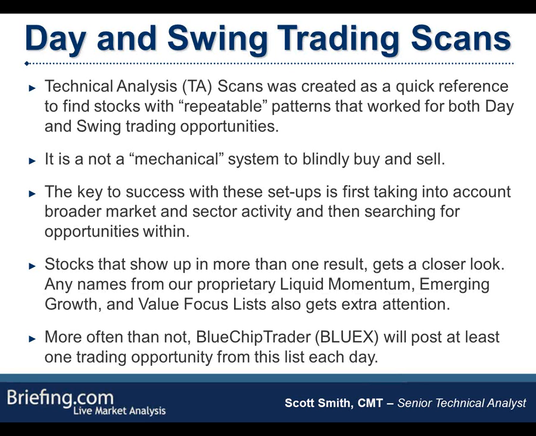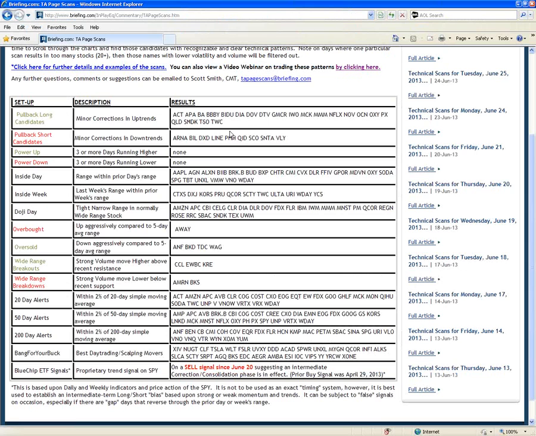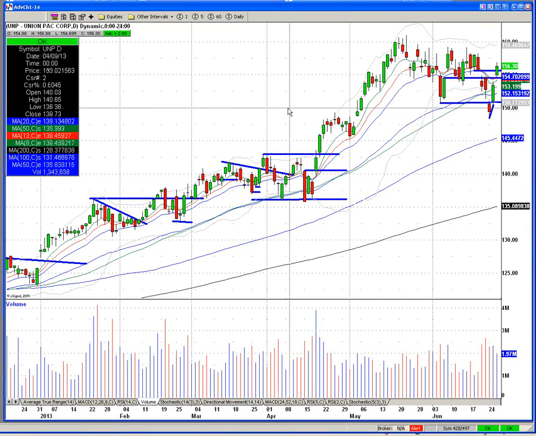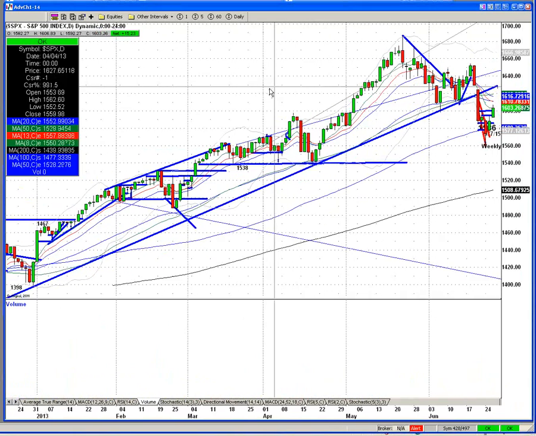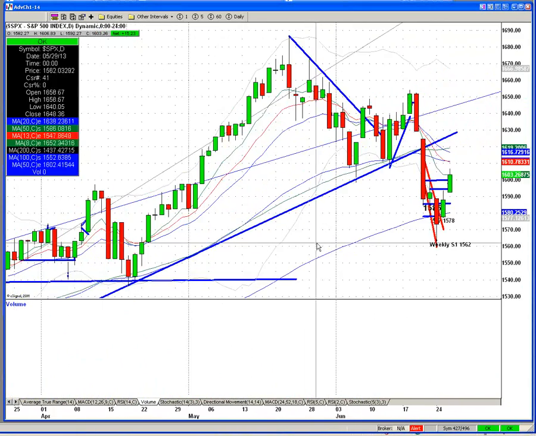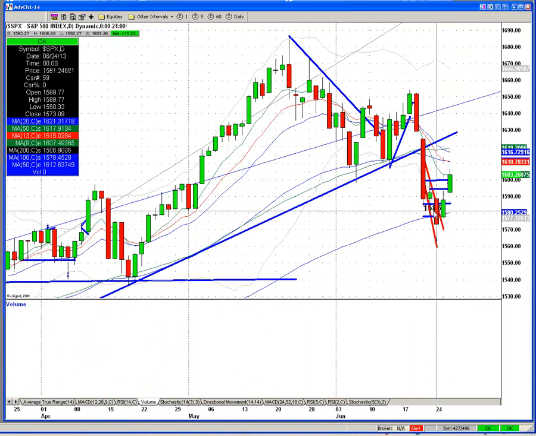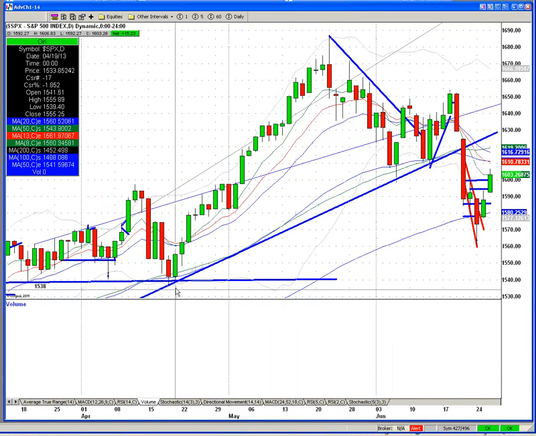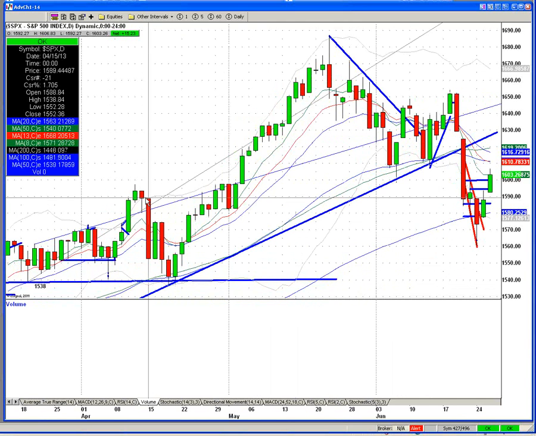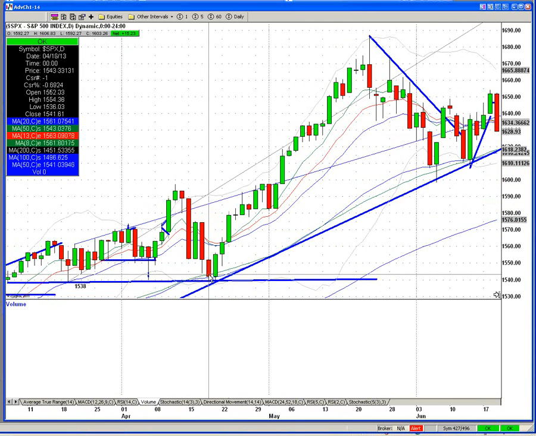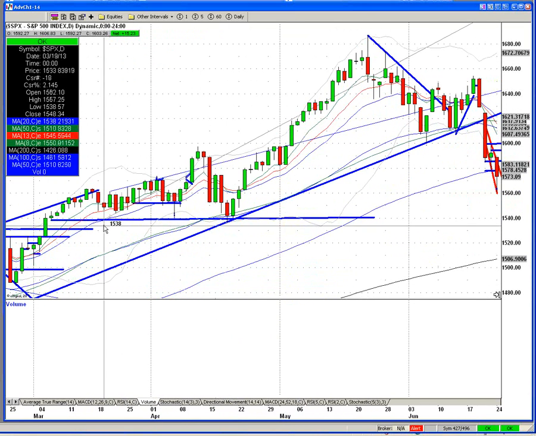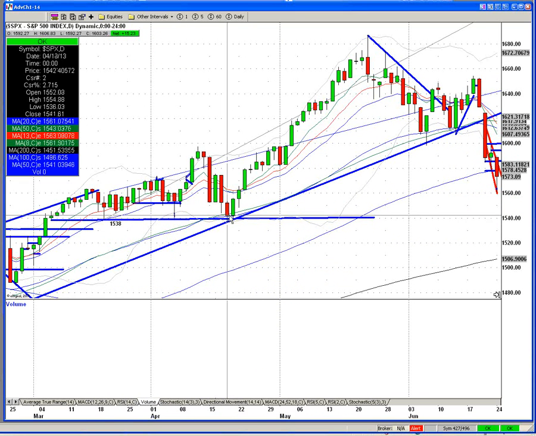All right, now let's move into some examples of those other ones that I skipped. We're going to go right to pullback long candidates. Like I stated earlier, you always want to take the market into a broader context first. If I go back to April 18th, the market started to break down into a corrective pattern off its high, and you can see the 50-day moving average, the blue line there. There's also a key support coming into play from the mid-March to early April low.